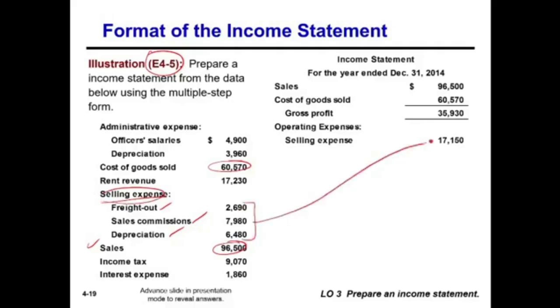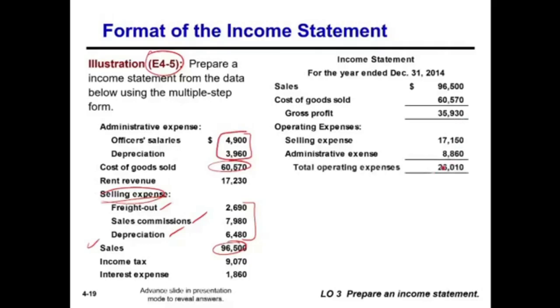So they combine them and put them right here. Then you have also administrative expenses, which are also given to you right here. Those are your administrative expenses. Then gross profit minus your total operating expenses gives us income from continuing operations. This is an important figure.